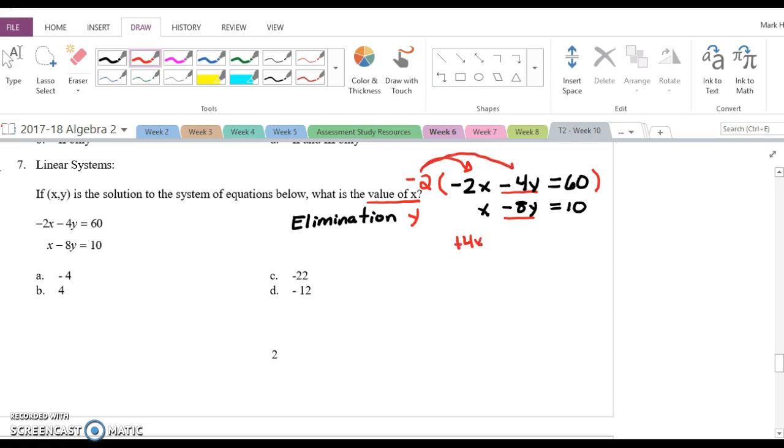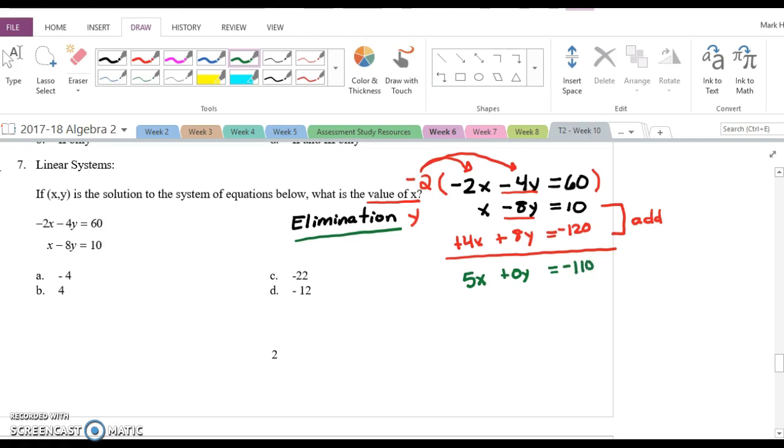Here's where it's important. Negative 2 times negative 4 is positive 8y. Negative 2 times 60 is negative 120. Now if I were to add these two equations, x and 4x is 5x. Negative 8y and positive 8y make 0y. I've just eliminated my y. And negative 120 and positive 10 is negative 110.